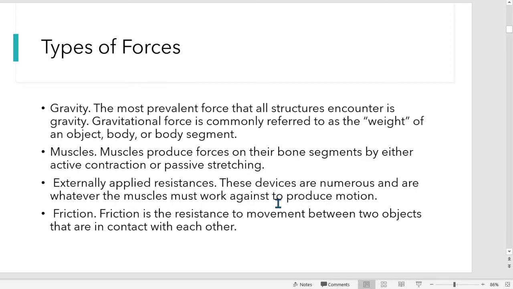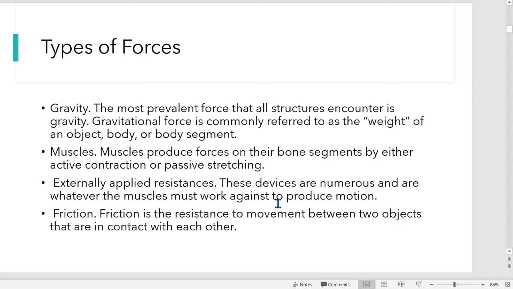Type of forces acting on the muscles. Okay. So there are several types of forces that are acting on the muscles. Number one, you have the gravity. The gravity is the most prevalent force that all structures encounter. Gravitational force is commonly referred to as the weight of an object or body.